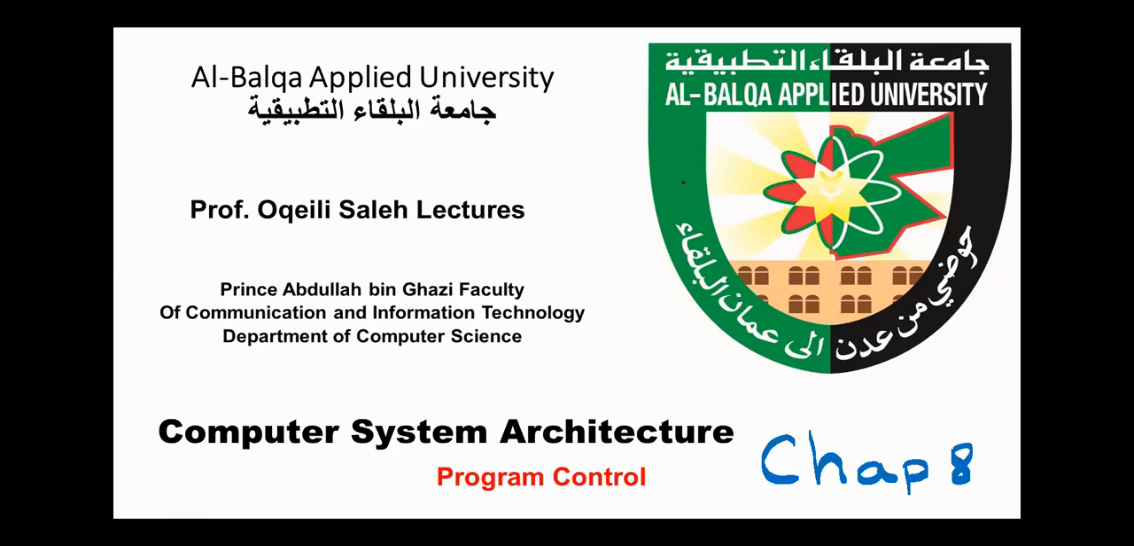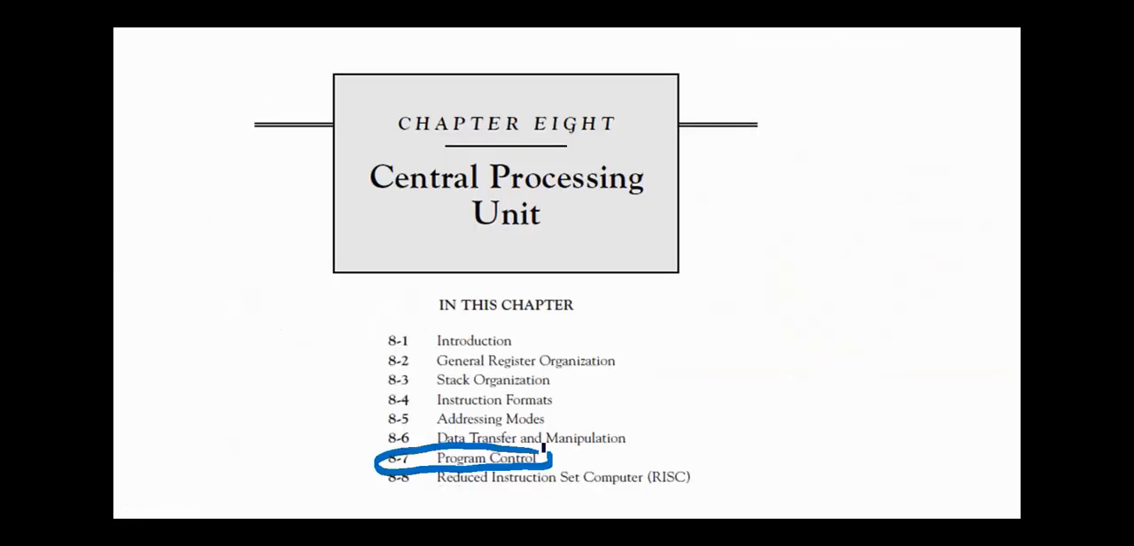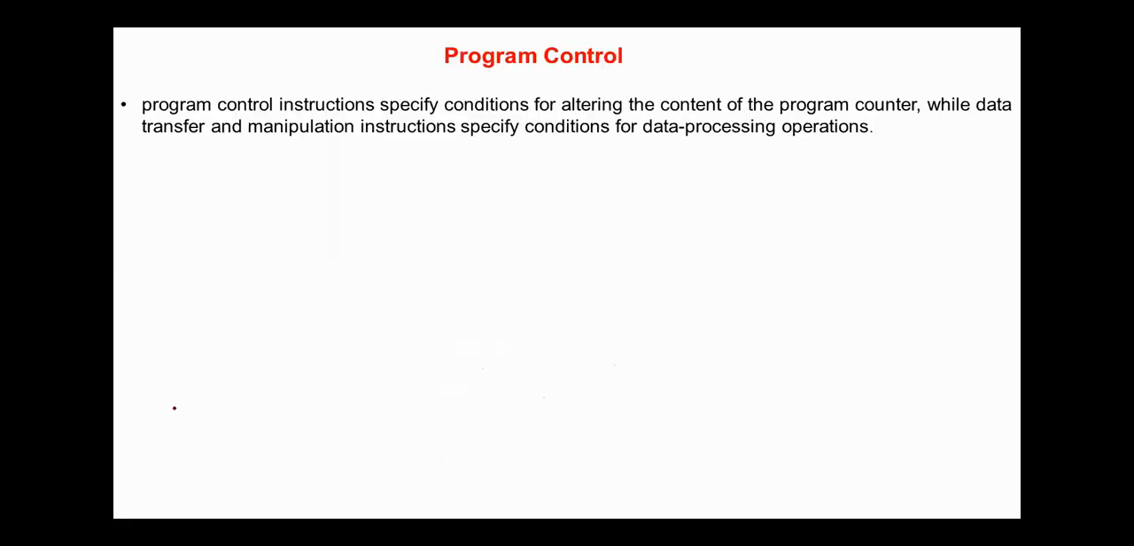Hello everyone. Today we continue with computer system architecture course and our topic is program control. In the last videos we discussed general register organization, stack organization, instruction formats, addressing modes, and the last video was on data transfer and manipulation. Program control instructions specify conditions for altering the content of the program counter, while data transfer and manipulation instructions specify conditions for data processing operations.